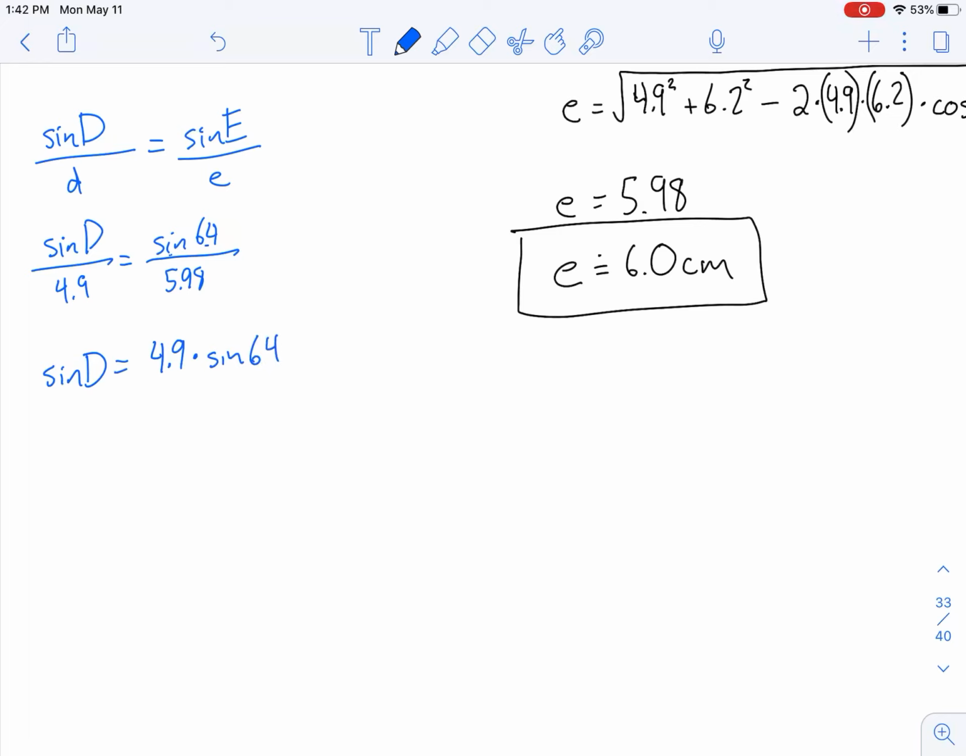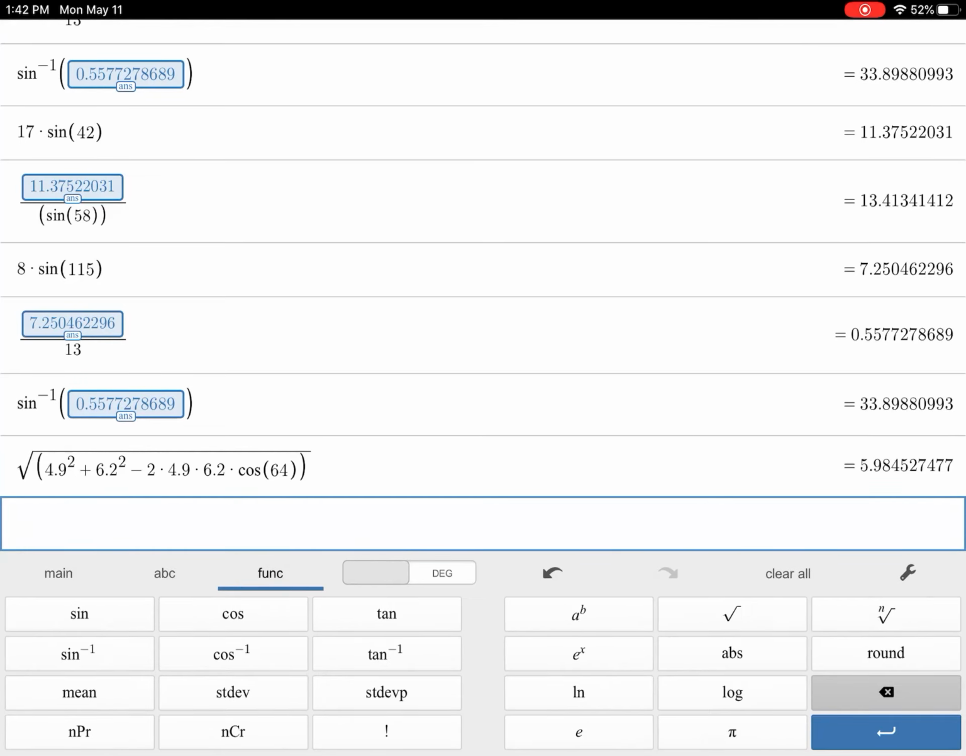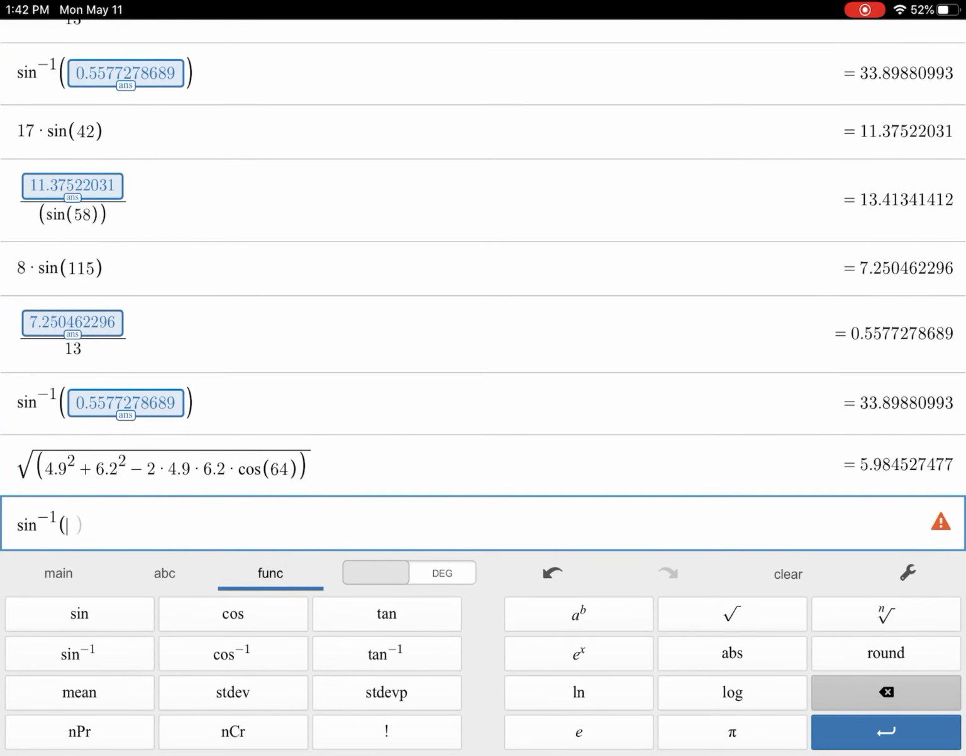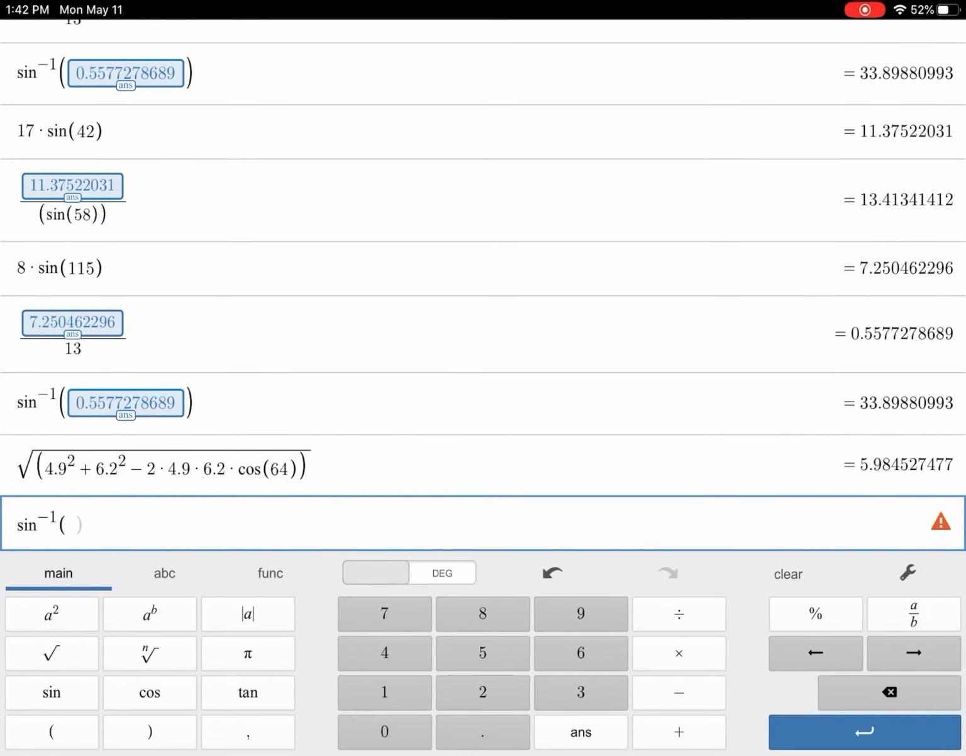Sine 64 divided by 5.98. And then we're going to take the sine inverse of this to eliminate the sine and isolate for that angle D. We need to use the inverse function. So we have 4.9 times sine 64 divided by 5.98, and that's calculator work. So we can do sine inverse. Once again, my calculator can handle all this in one function. Your calculator, you might have to do bits and pieces of this.